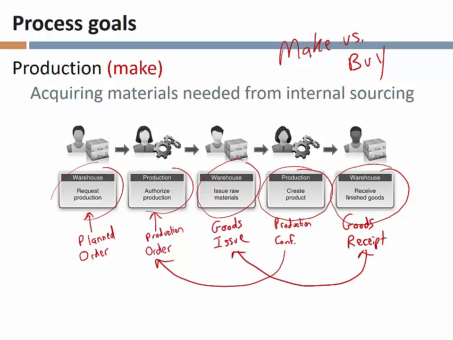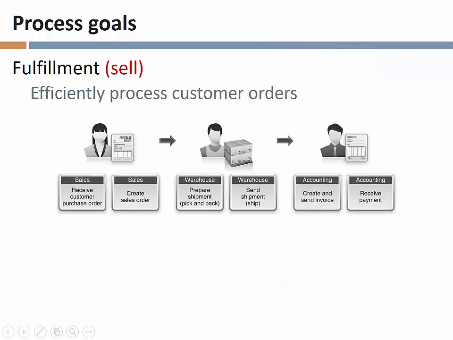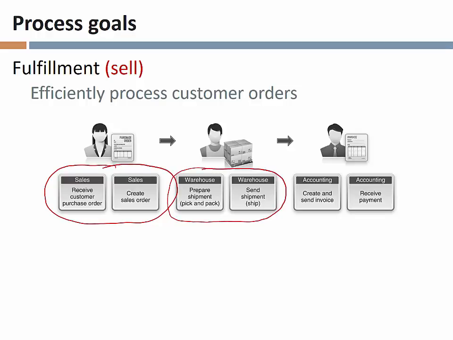So production, clearly a very important process in our organization. We'll kind of pick up the pace here on some of these. Fulfillment, this is selling stuff to the customer. We have salespeople that go out, receive orders from the customer, and create a sales order document, and then the focus shifts to the warehouse where they get the stuff ready and ship it out, and then the accounting people create and send the invoice and receive payment. Now, this is the default fulfillment process.